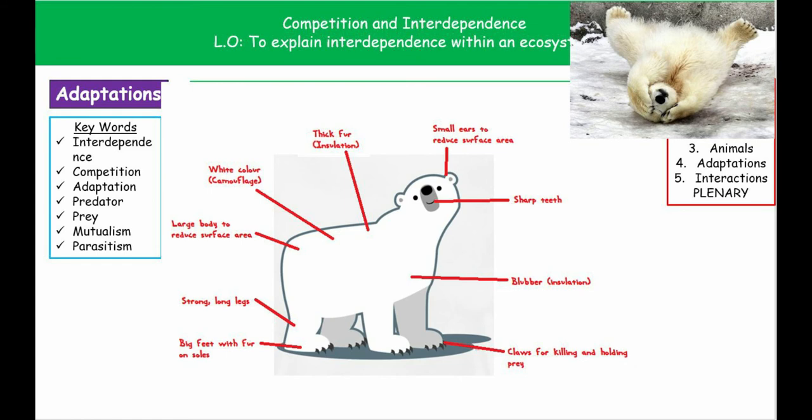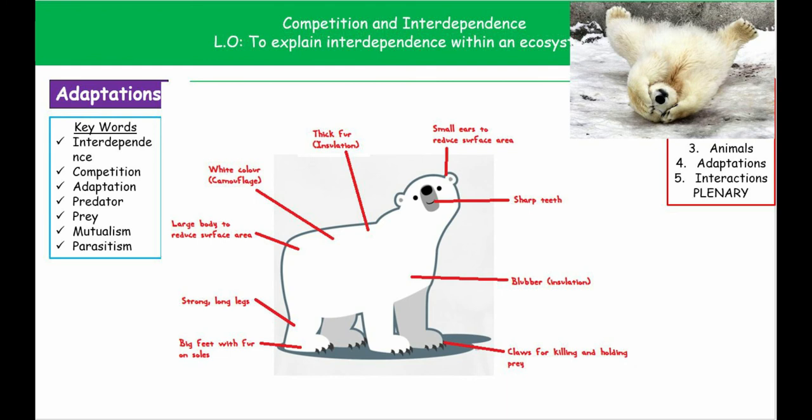We might be talking about sharp teeth, again, for tearing flesh and being able to eat meat. We could be talking about animals that have got blubber, which acts as insulation for them. We could be talking about them having a thick fur if they live in these cold environments, again, for insulation. If they live in these cold areas, they're going to have small ears to reduce the surface area, and they've also got a large body to reduce the surface area.